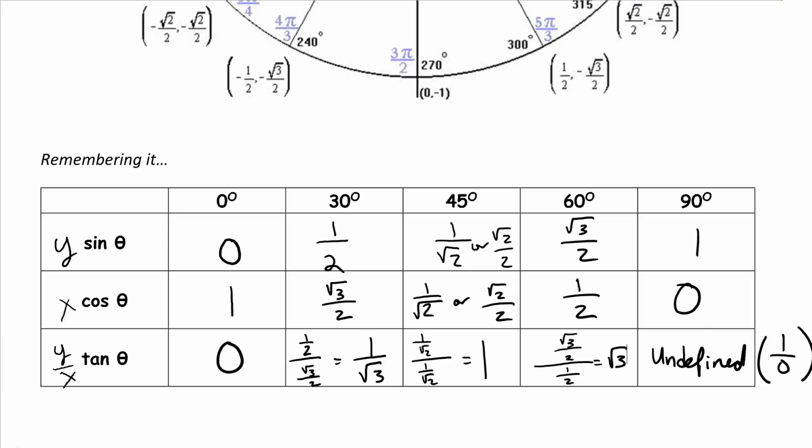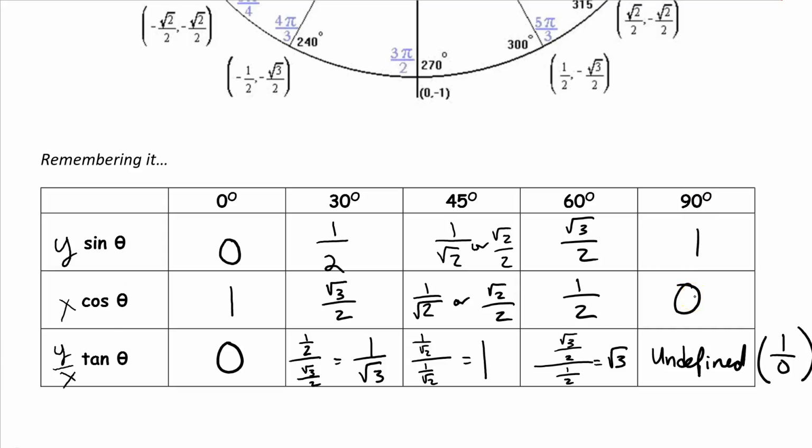So here we go, checking our answers. The sine of 0 is 0, the sine of 30 is 1/2, the sine of 45 is 1 over root 2 or root 2 over 2. The sine of 60 is root 3 over 2, and the sine of 90 is 1. The cosine of 0 is 1. The cosine of 30 is root 3 over 2. The cosine of 45 is 1 over root 2 or root 2 over 2, whatever you prefer. The cosine of 60 is 1/2, and the cosine of 90 is 0.